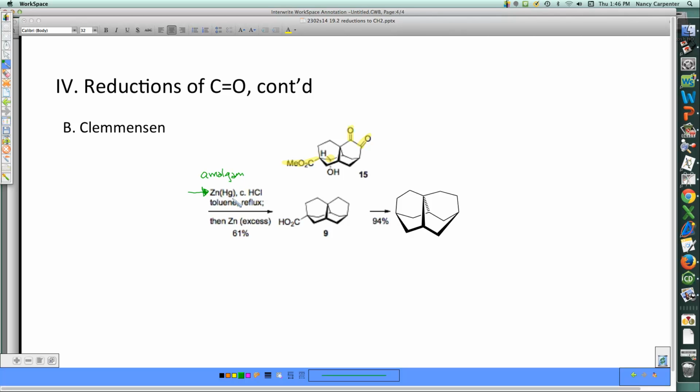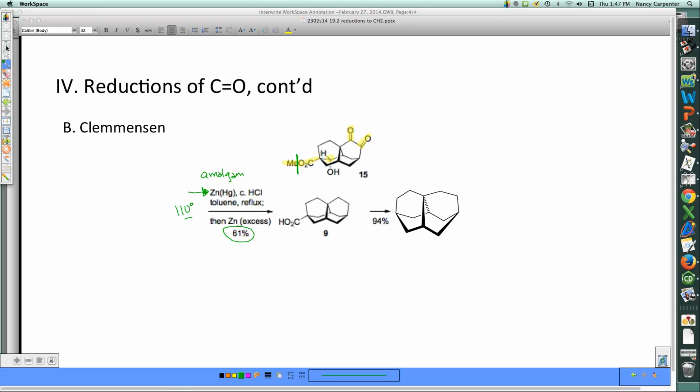So you take your zinc amalgam and concentrated HCl, put it in toluene. Well, toluene boils at 110 degrees. You're heating this in boiling toluene, and that pretty much blasts off everything but the carboxyl group here. It does, in fact, even cleave the ester to give you the acid. I'm not showing the rest of the chemistry that takes off the carboxylic acid group, but you can see that the Clemmensen works in decent yield to reduce my ketones all the way down to the CH2s, and that's its primary use. It happens to also have removed that hydroxyl group, but that's not what the Clemmensen is typically used for.